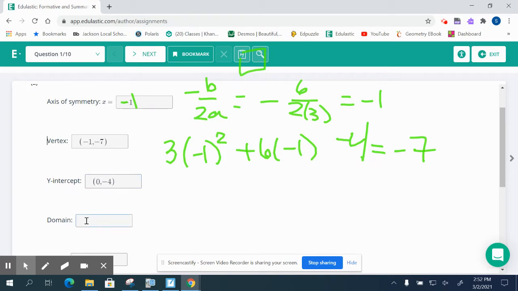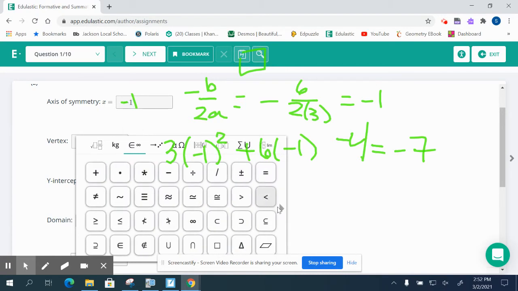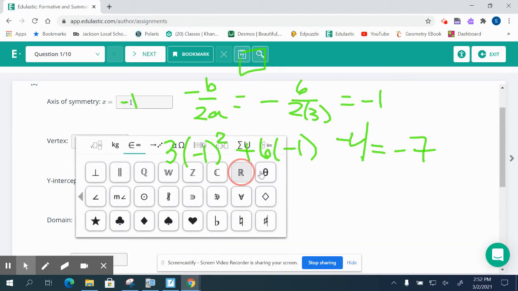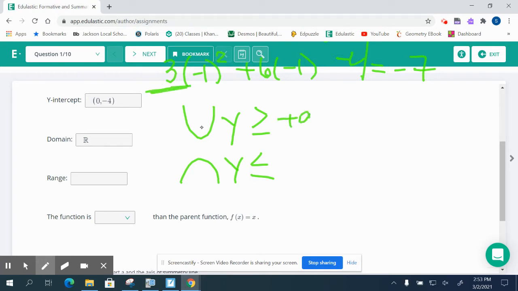All right. For your domain, it's always the all real numbers symbol, which is found under the symbols, arrow over, and then click the R button. The range is either going to be y greater than or equal to, or y less than or equal to. If the parabola opens up, it's going to be greater than. If the parabola opens down, it's going to be less than. For us, our parabola is opening up because this 3 here is positive. The a is positive, so it's going to be y greater than or equal to.